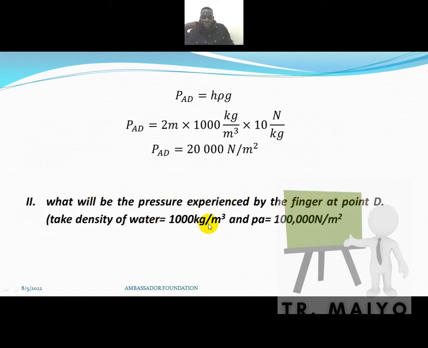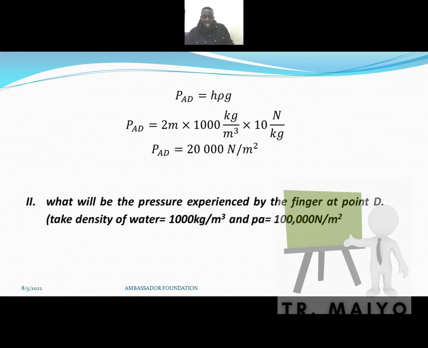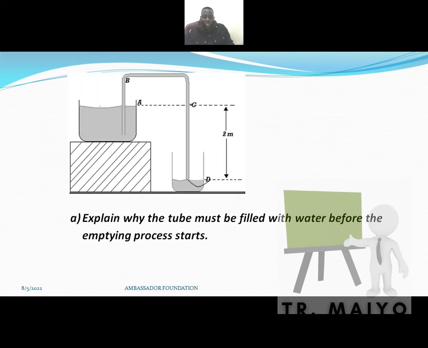Take the density of water as 1000 and the atmospheric pressure to be 100,000 Newton per meter square. So they want you to give the pressure at this point.